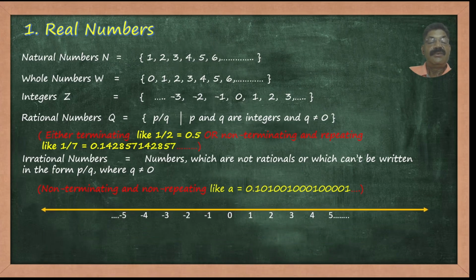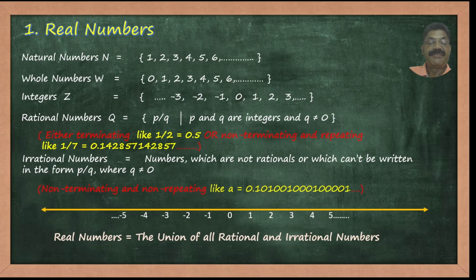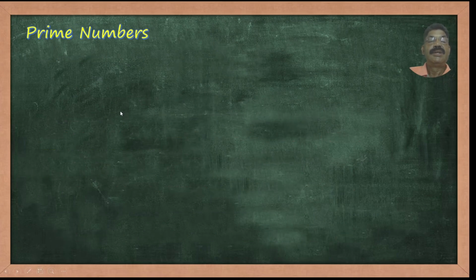So now, this is the real axis. 0, 1, 2, 3, 4, 5 and so on on the right hand side. On the left hand side, -1, -2, -3, -4, -5. So in between these numbers, you have rationals and irrationals. So real numbers is equal to the union of all rational and irrational numbers. If you put irrational numbers and rational numbers together, you get real numbers. So the real numbers form the entire real axis.